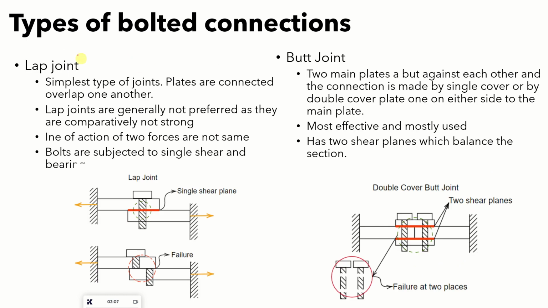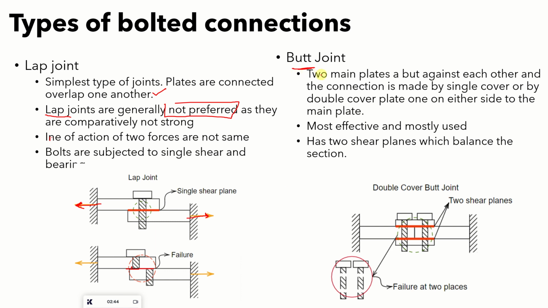Here is a little description about the lap joint. It is the simplest type of joint. Plates are connected overlapping one another, as we discussed. Lap joints are not generally preferred as they are comparatively not as strong as butt joints. The lines of action of the two forces are not the same. If you see the longitudinal section, one plate is experiencing force in this way, and this is the line of action. Another plate is experiencing force in this way, and these two lines of action are not the same. That causes easy shearing failure here, and the bolt gets cut into two pieces.